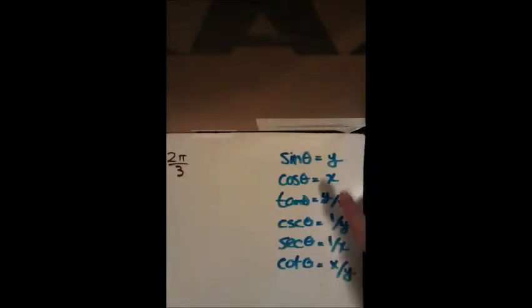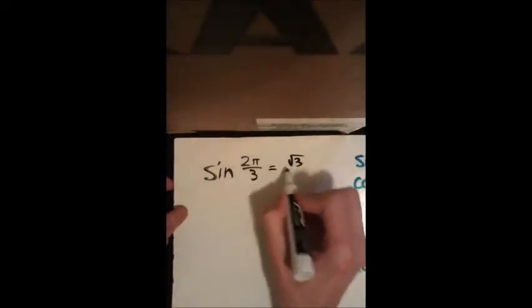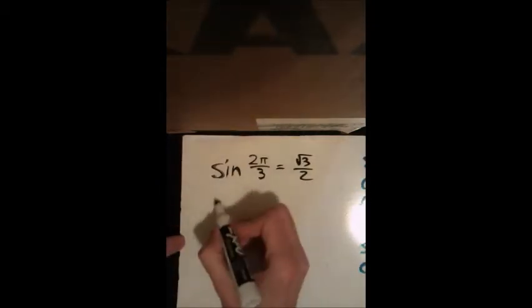This is in the second quadrant. We said just a second ago that sine is the y value. So if I'm looking at 2 pi over 3, the coordinate there looks like this. The y value is the square root of 3 over 2. So therefore the sine of 2 pi over 3 must be the square root of 3 over 2. And that's really all there is to it. So let's do a couple more.